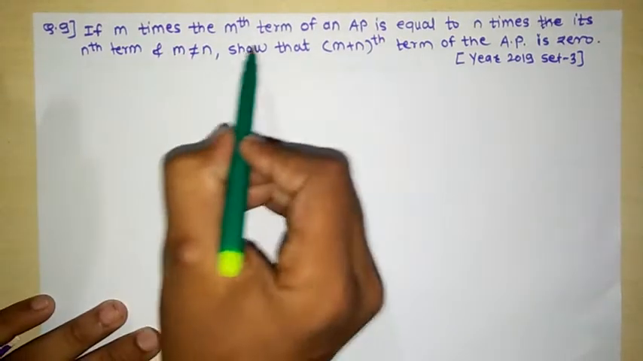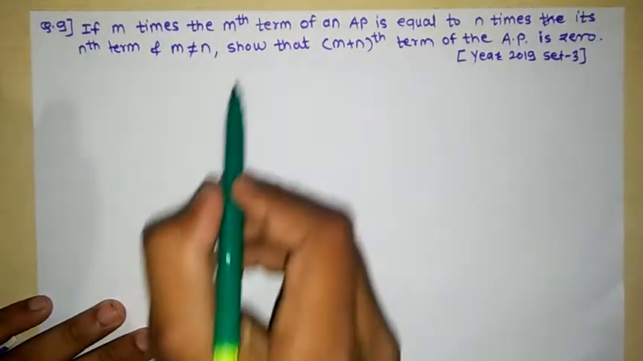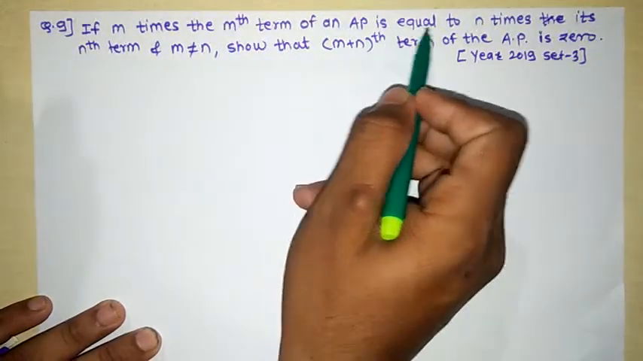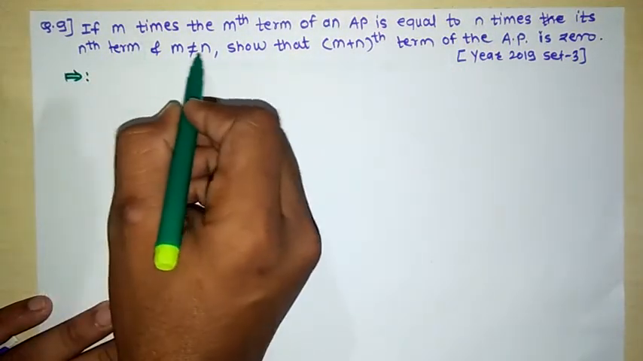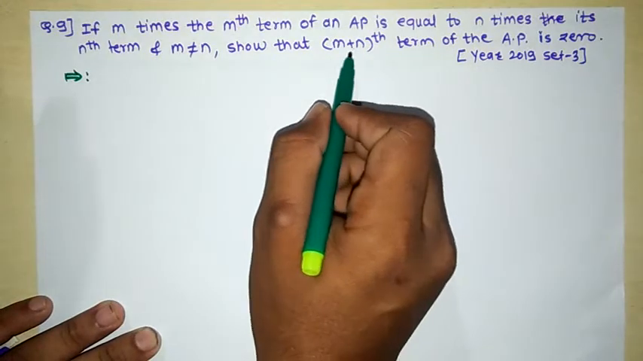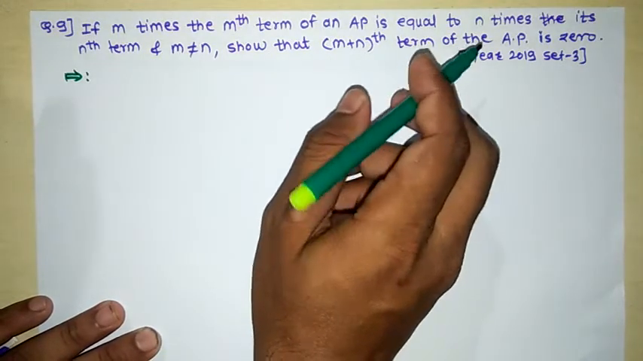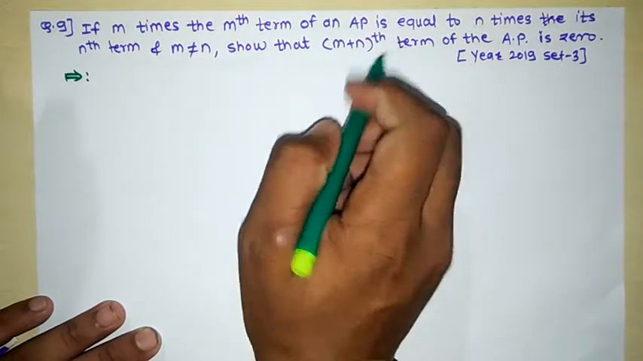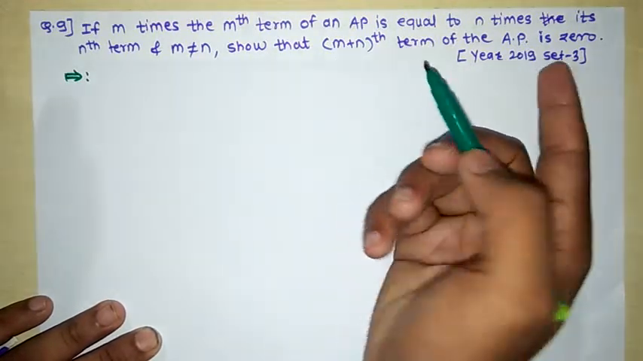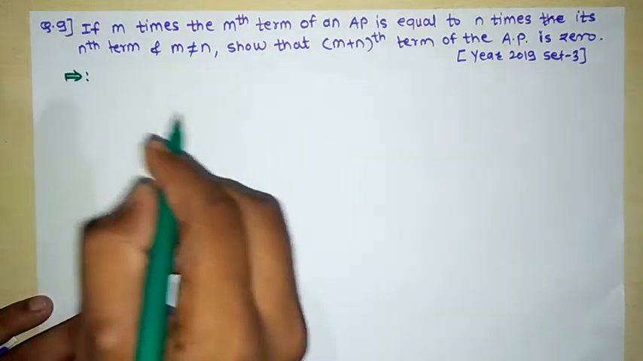If m times the mth term of an AP is equal to n times the nth term and m is not equal to n, we have to show that the m plus nth term of the AP is 0. What we have to show here? We have to show that the m plus nth term of an AP is equal to 0. We have to prove this.